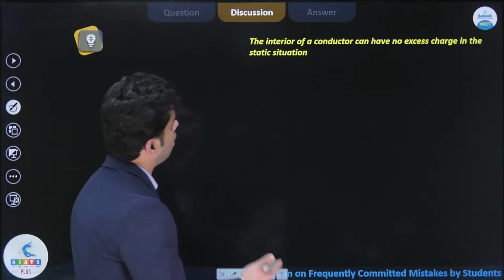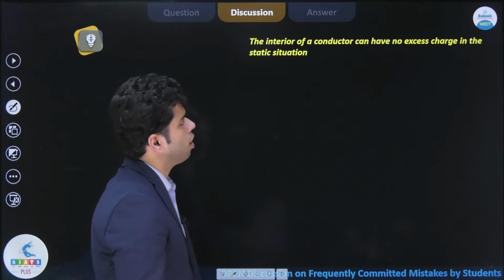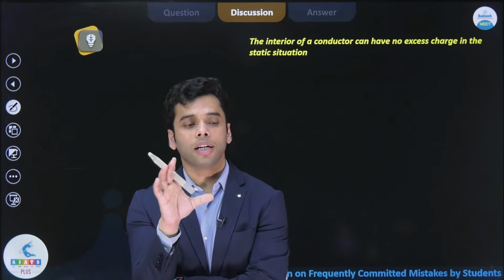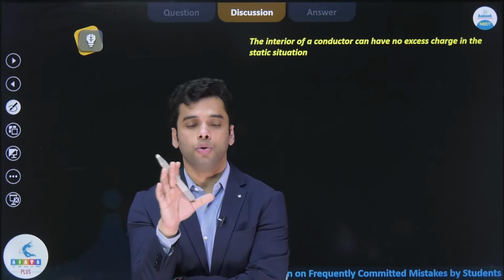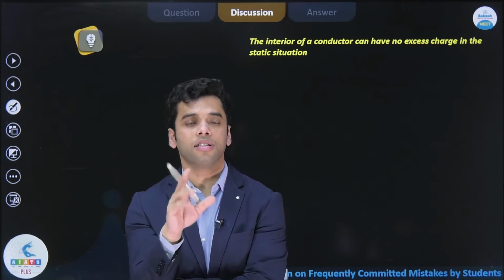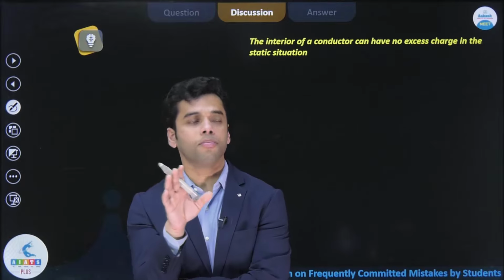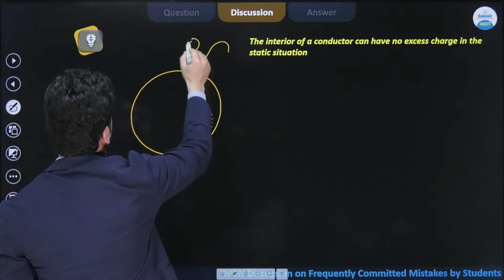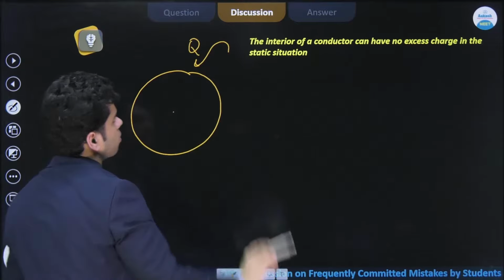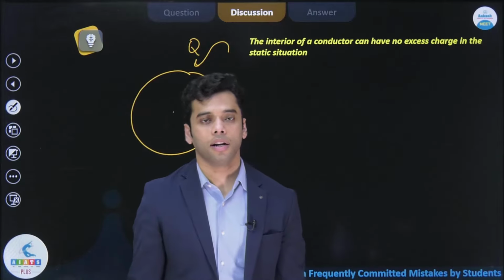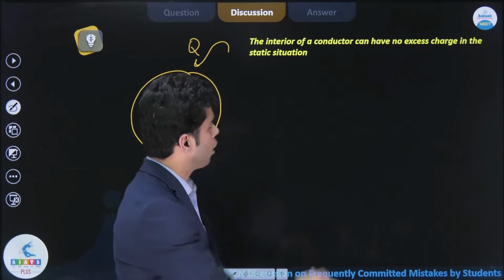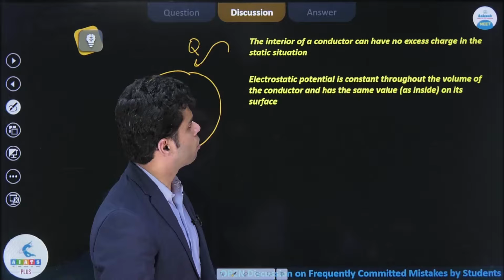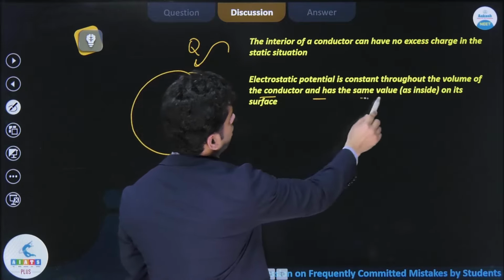So the first property is that the interior of a conductor can have no excess charge in the static situation. No charge can be there inside the conductor in a static situation. This is the first property. So if you have given this conductor a charge q, this charge will reside on the surface, the charge will not go inside. The second one says that electrostatic potential is constant throughout the volume of the conductor and has the same value as on the surface.